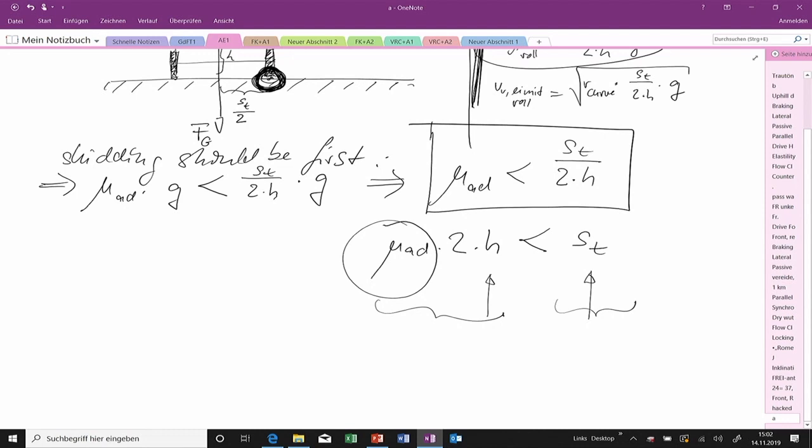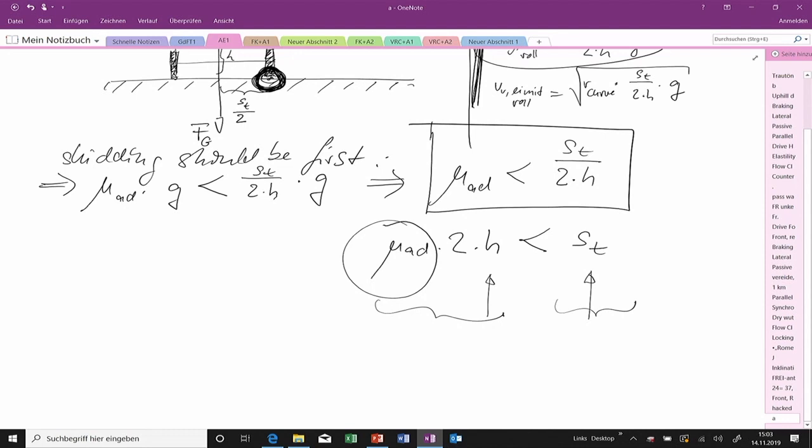One is oscillation around the yaw axis, so the vertical axis of the vehicle. So if I steer the vehicle, and then I steer back, and maybe I steer again, and I steer back again, it could happen that the vehicle starts to oscillate around this vertical axis. So it's a yaw oscillation.